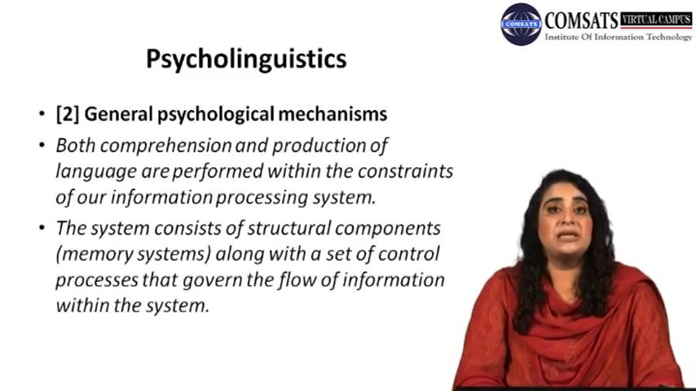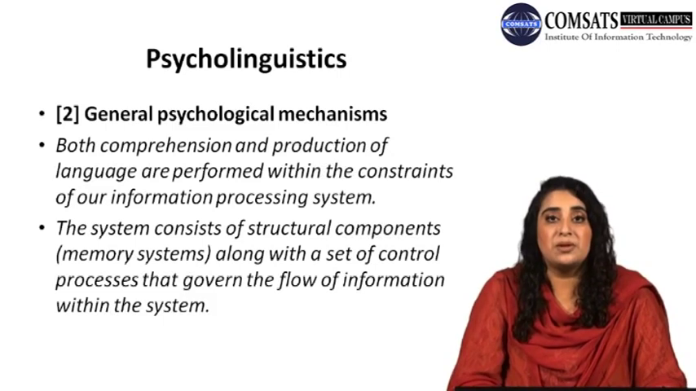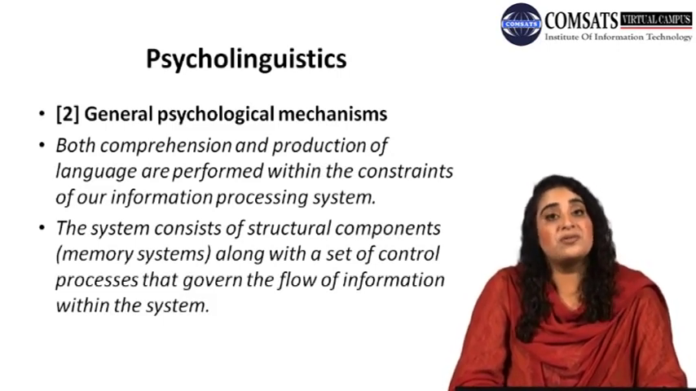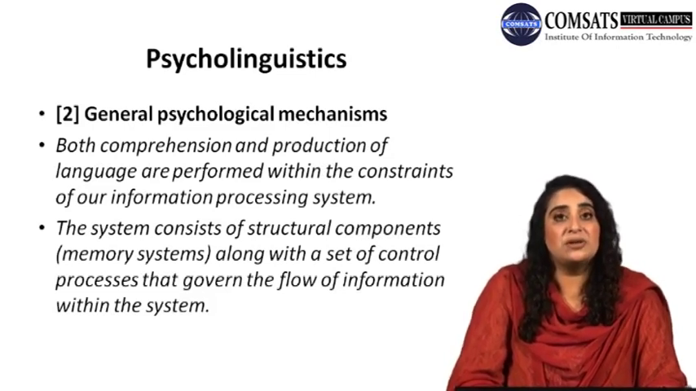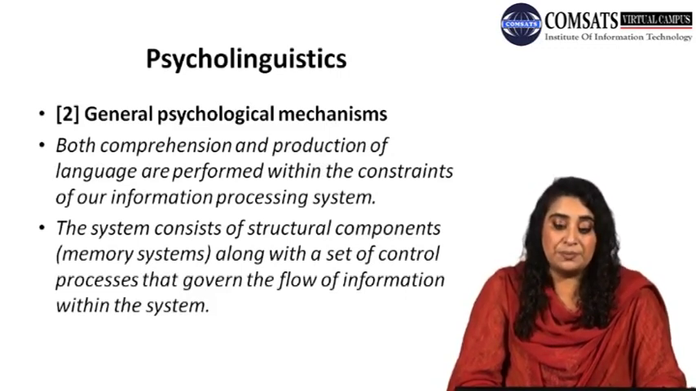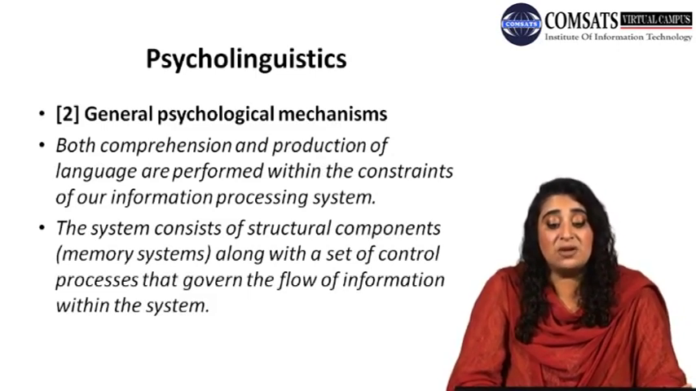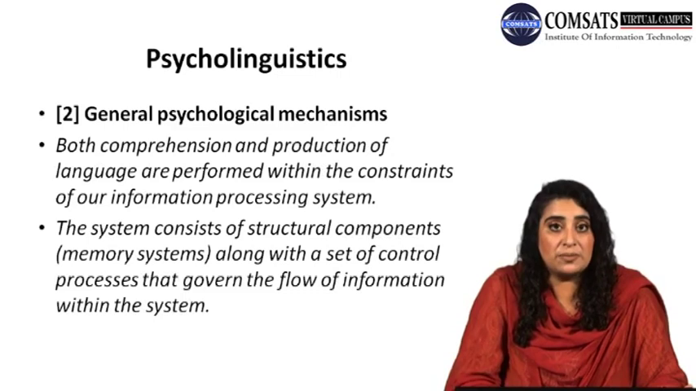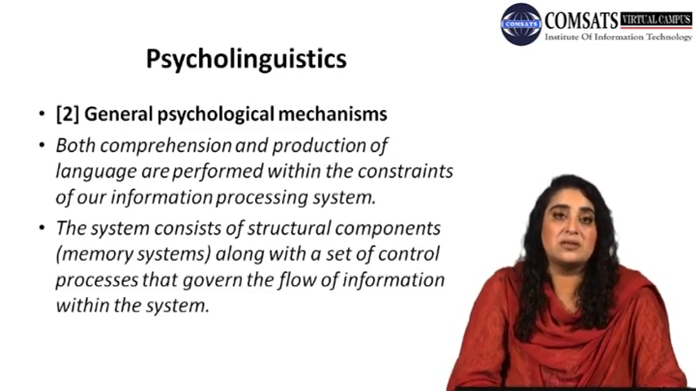Now both comprehension and production of language are performed within the constraints of our information processing system. Now we have a system in our brain which processes the information that we gather from our daily lives or our daily routine and from different languages. Now both comprehension, trying to understand that process, and how to produce that process. So it's all about the system going in our brain. So the system consists of structural components, memory systems, along with a set of control processes that govern the flow of information within the system.